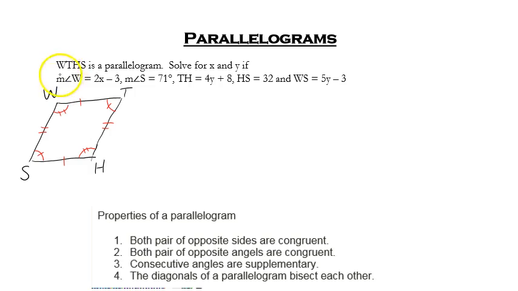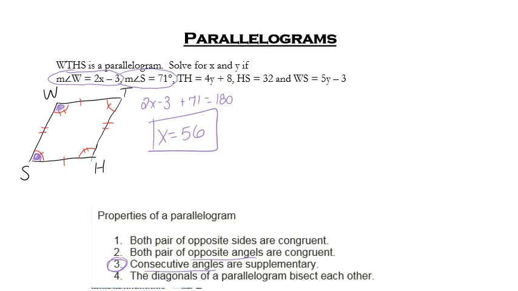possibly. And start here. Angle W is 2x minus 3. That's this angle. And angle S is 71 degrees. That's this angle here. So using our properties, we have for angles either opposite angles or consecutive angles. These are consecutive angles. That makes them supplementary. I know then that 2x minus 3 plus 71 is equal to 180. And through the magic of video, x is equal to 56.